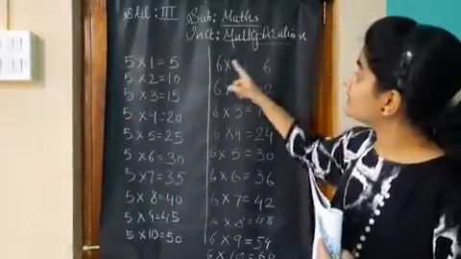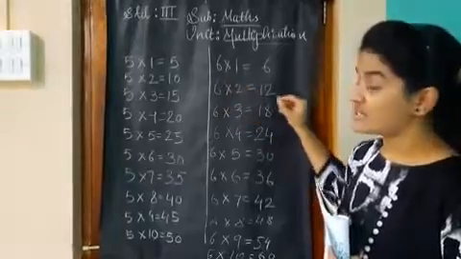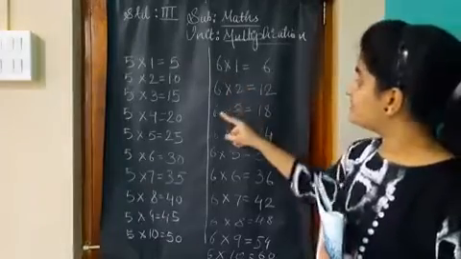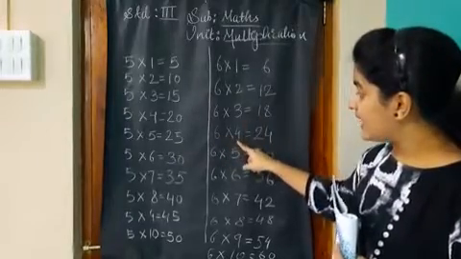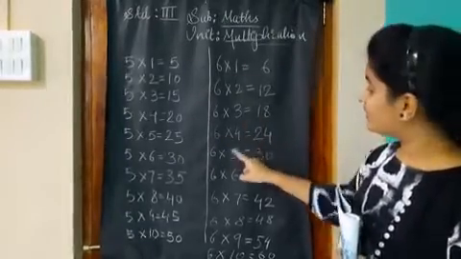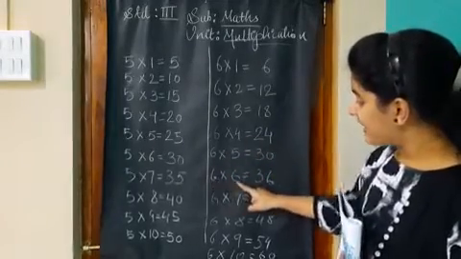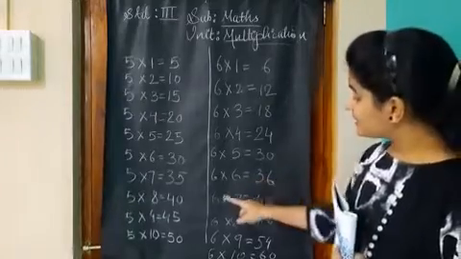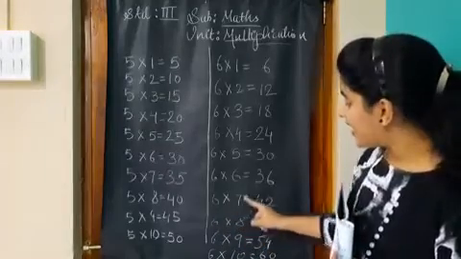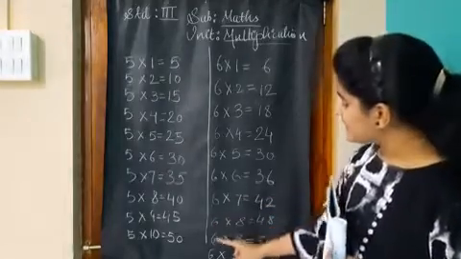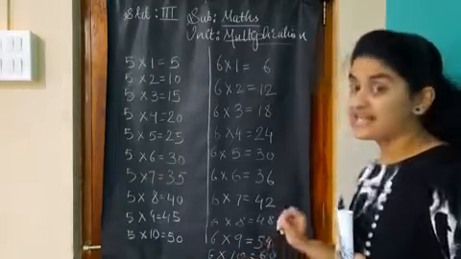6 ones are 6. 6 twos are 12. 6 threes are 18. 6 fours are 24. 6 fives are 30. 6 six are 36. 6 sevens are 42. 6 eights are 48. 6 nines are 54. And 6 tens is 60.